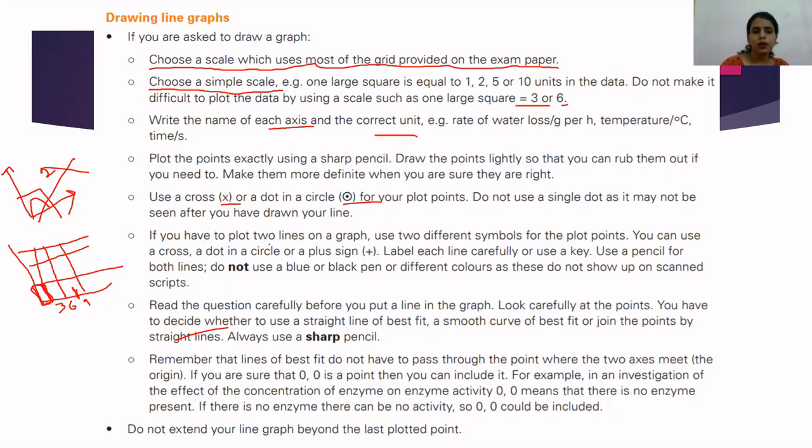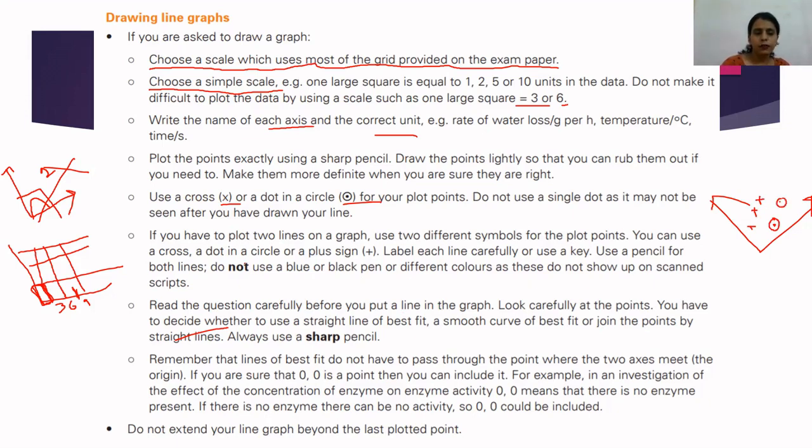If you have to plot 2 lines on the graph, use 2 different symbols for the plot points. This is very important. For example, if you have to plot 2 different sets of data on the graph, for one data you can use a cross, and for the other data you can use a point covered with a circle.